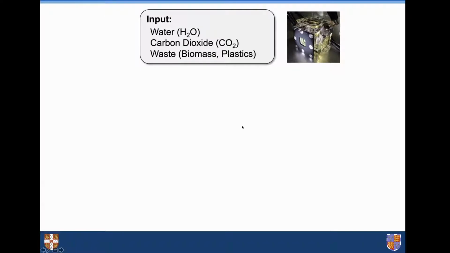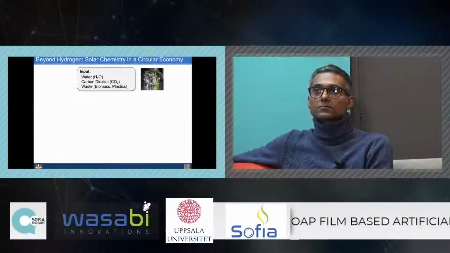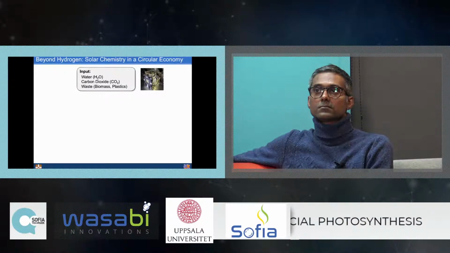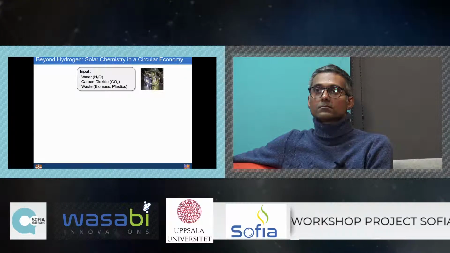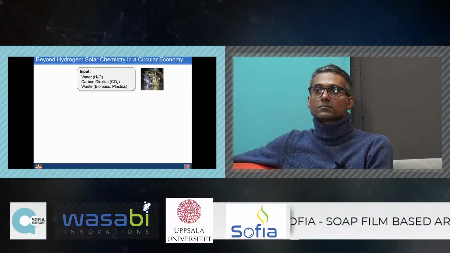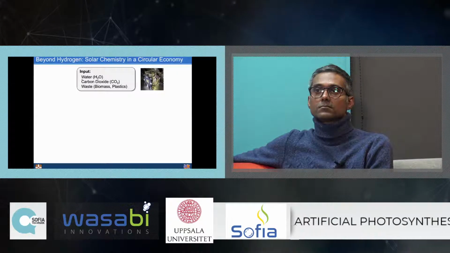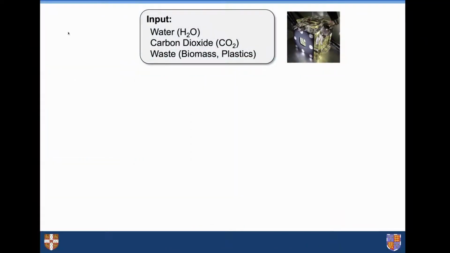So how do we see this technology evolving beyond producing hydrogen? I mentioned before, we can convert water into hydrogen through this water splitting process, but we want to expand the scope of input quite significantly. Can we also use carbon dioxide, the greenhouse gas, for example, for green sustainable chemistry? And can we even use waste? Can we use biomass or plastics to make chemicals?